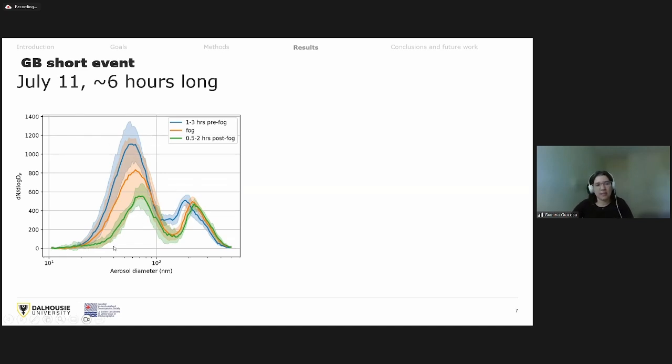So we can see that for most of the aerosol sizes, the concentration of the aerosols decreased from pre-fog conditions to dissipation conditions, except for aerosols larger than 2 nanometers here, where we can see a slight increase of aerosol concentration during fog and after the fog dissipated. But for this Aitken mode here of aerosols, the concentration decreased.